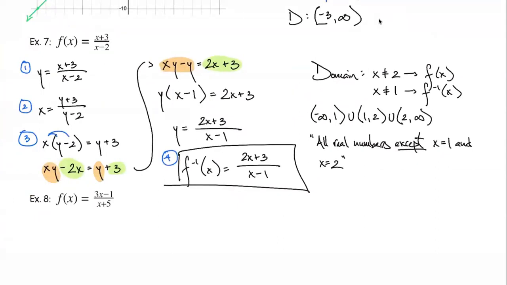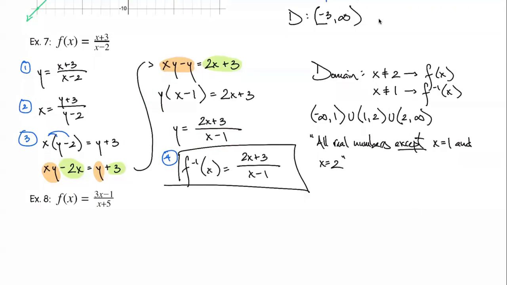So let's talk through this problem one more time before we take a look at example 8. So we change f of x to y. Then we switched all of our x's and y's. And then in step 3, we made things a lot messier before they got better. We cross multiplied, we distributed, and then we collected all the terms with y on one side and everything else on the other. The reason for this is so we could factor out a y and then just divide away the rest of that. Okay.